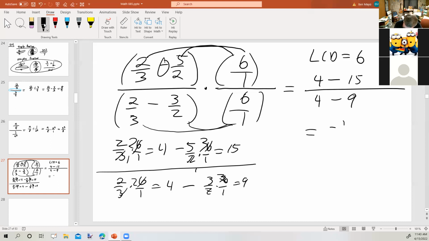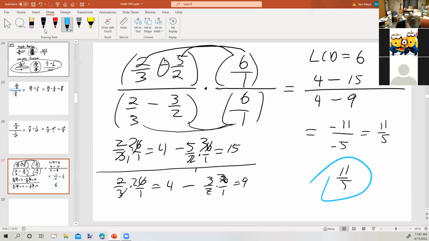4 minus 15 is -11. 4 minus 9 is -5. Negative divided by negative is positive. Final answer, 11/5, which is a simple fraction. Okay? Good to go on? Yes.